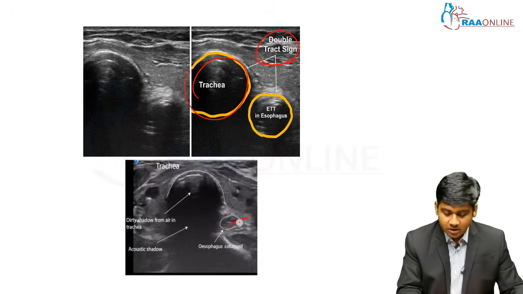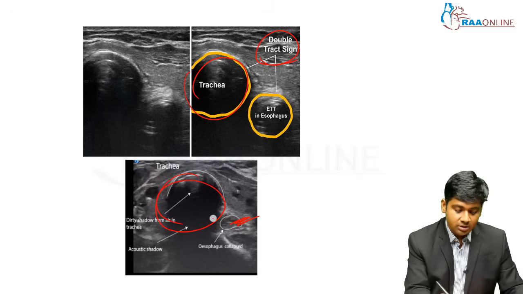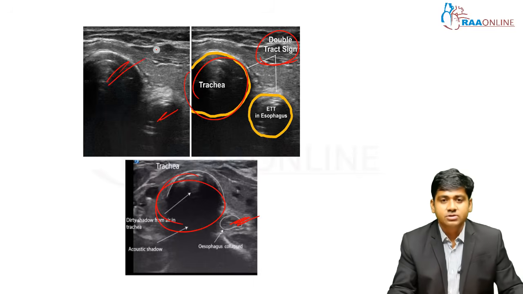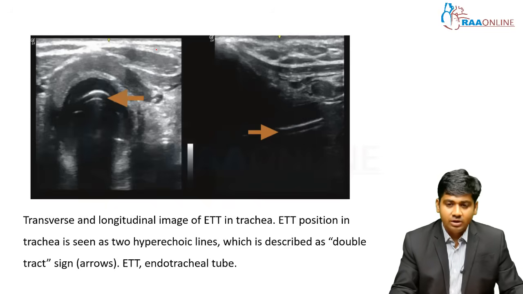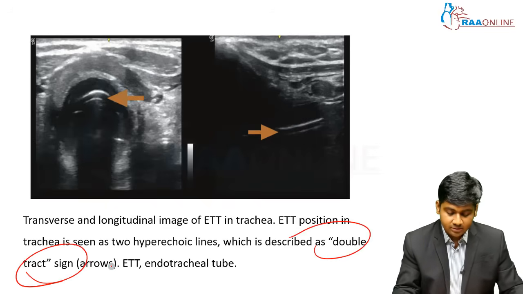Here the esophagus is completely collapsed. Here the esophagus is not visible, and when the patient is intubated with an endotracheal tube, the trachea is clearly visible. Here the esophagus is completely collapsed, the trachea is visible. Okay, so it is known as the double track sign.